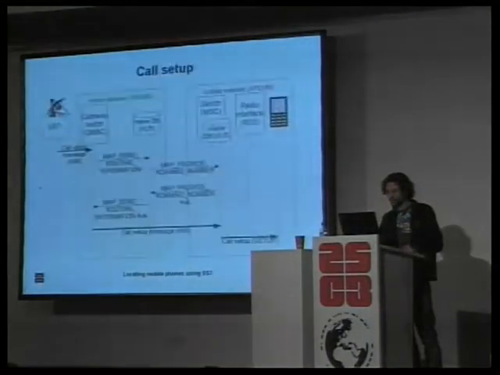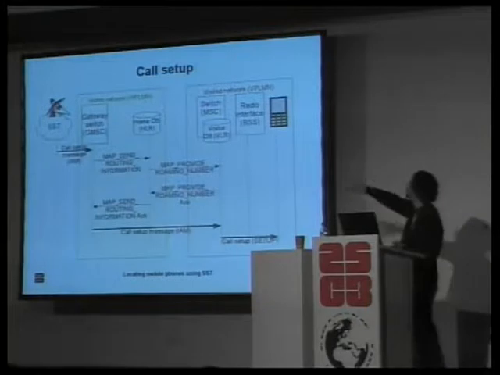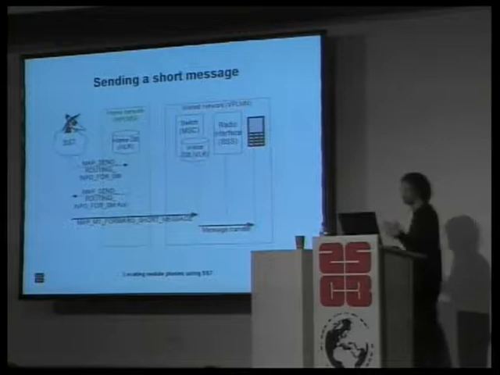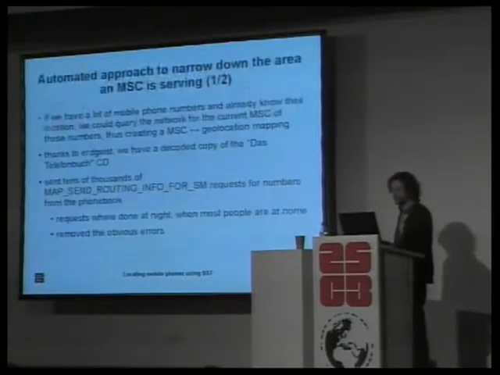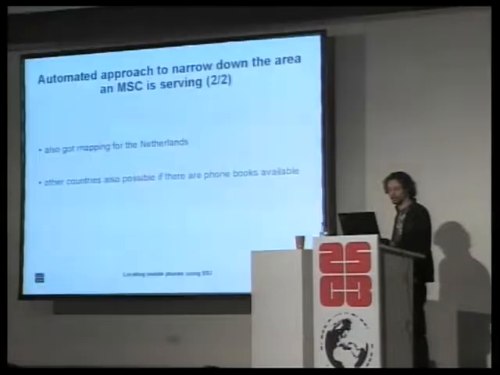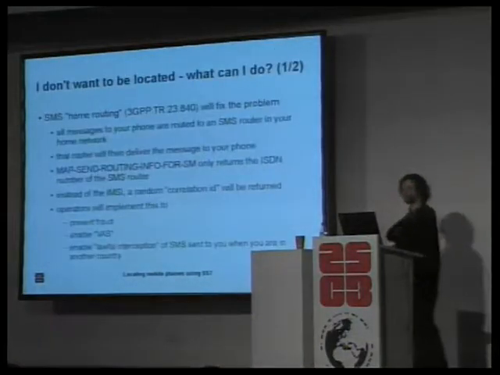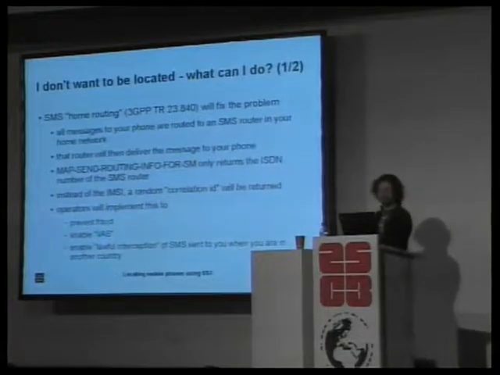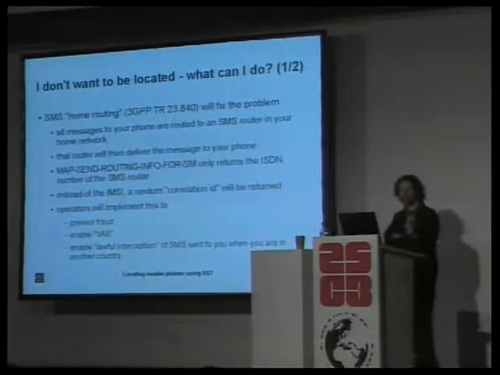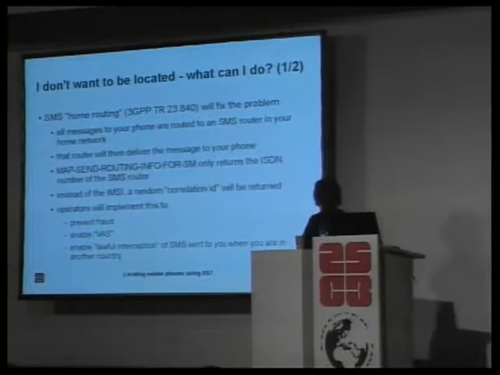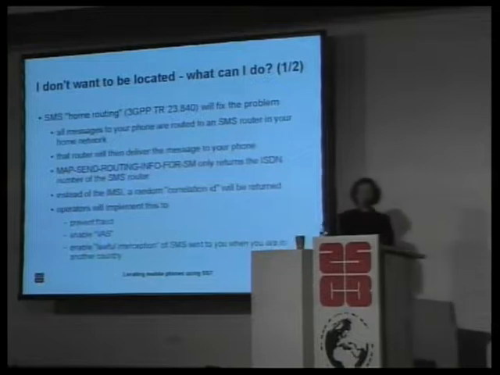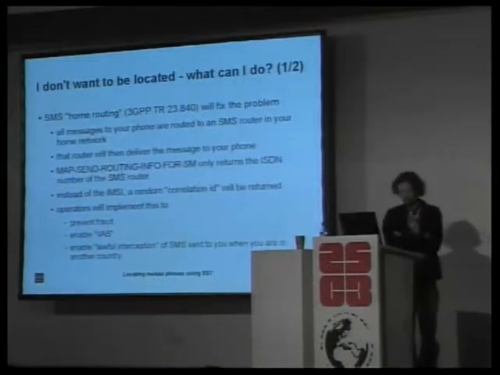As you might remember, voice calls always go over your home network, but short messages go directly to the network you're currently using. So they want to make short messages more like voice calls, in that they are always routed over your home network. Instead of directly returning the phone number of the switch that you are currently using, the send routing information for short message request returns the phone number of an SMS router in your home network.